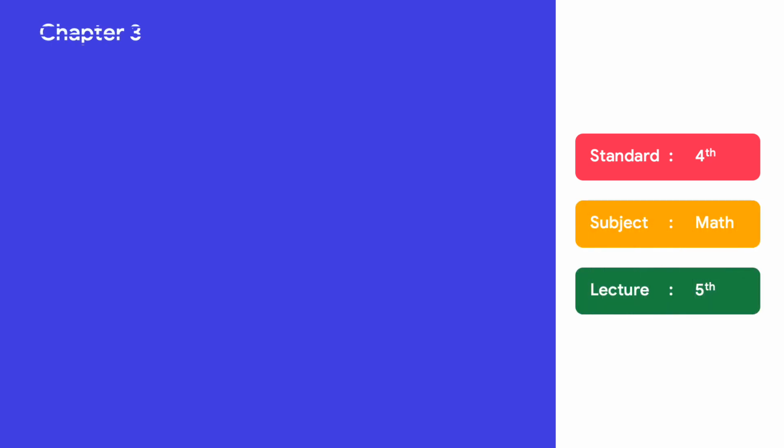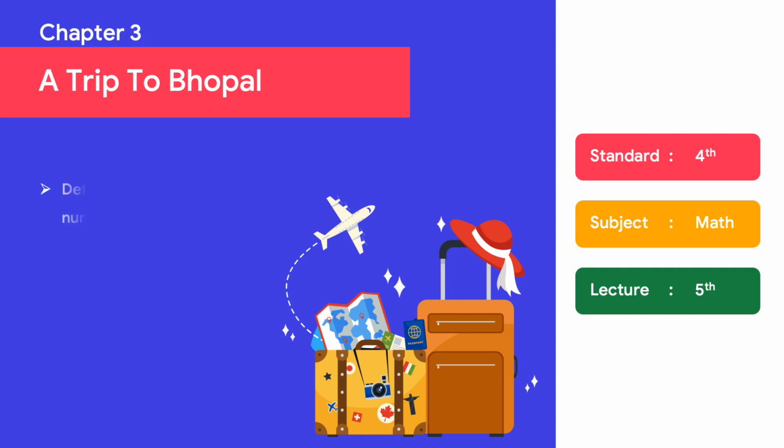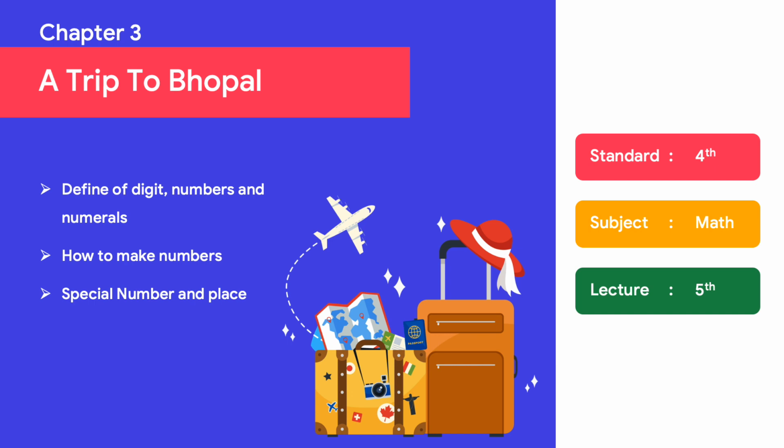And the name of our chapter number 3 is A Trip to Bhopal. Now today we are going to study what is digit, numbers and numerals. After that, how can we make the numbers using digit and what is the special number and the place. And then the magic of zero. These all things today we are going to study.